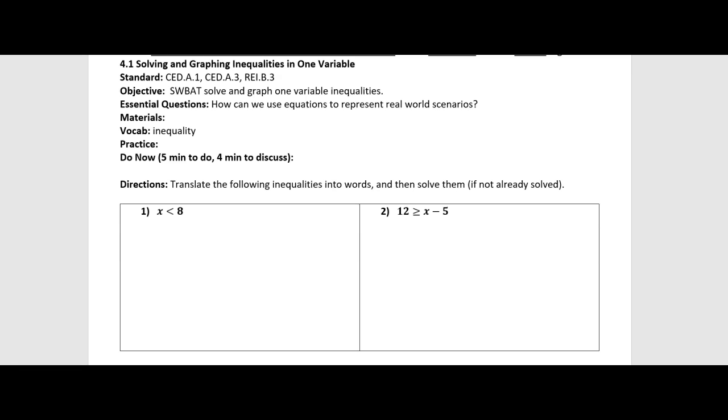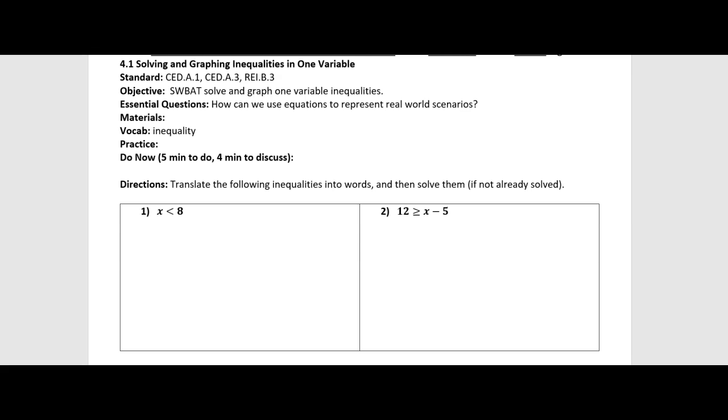Today we're actually starting a new unit. It's going to be on inequalities, so it's probably something that you've at least discussed a little bit before in a pre-algebra class, but we're going to go a little bit more in depth in our algebra class.